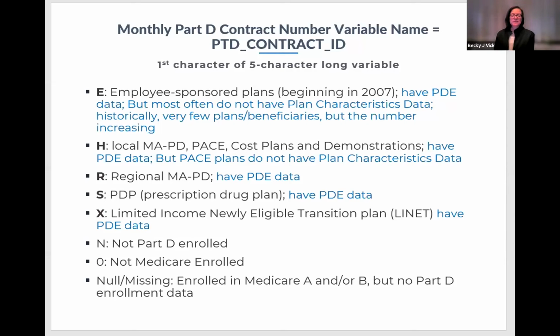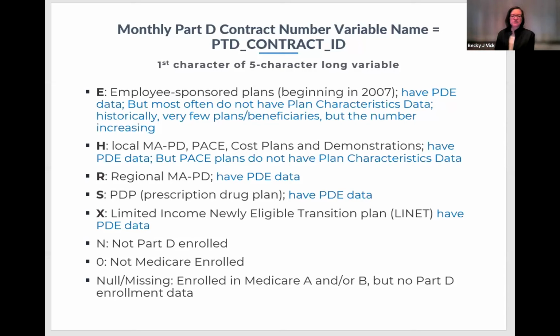The values at the bottom, N, 0, and missing, indicate that the person did not have Part D that month. N would signify somebody who has Medicare coverage that month, but not Part D. 0 means they weren't enrolled in Medicare at all that month, but they would have been enrolled in at least 1 month that year to be in the MBSF for that year, but not in that particular month.